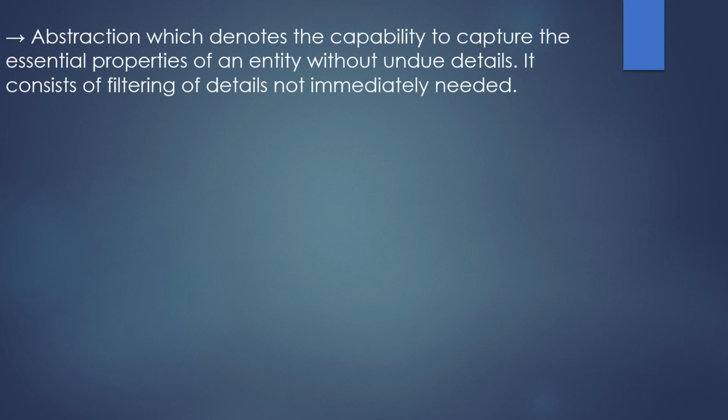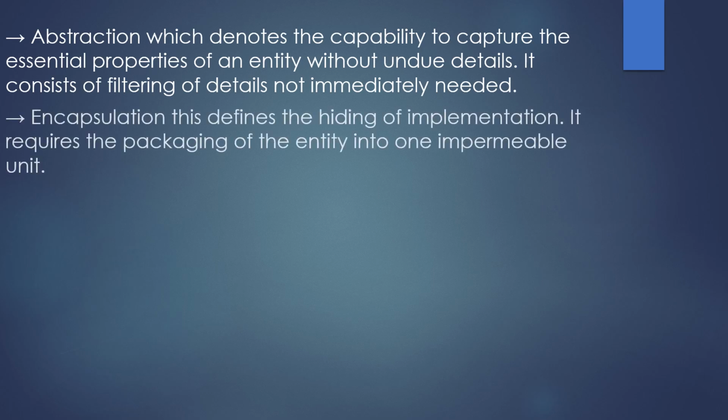Abstraction denotes the capability to capture the essential properties of an entity without including details. It consists of filtering out details not immediately needed. Encapsulation defines the hiding of implementation. It requires the packaging of the entity into one impermeable unit.